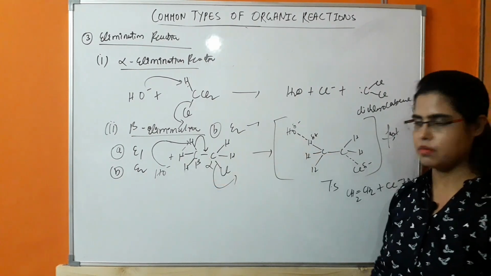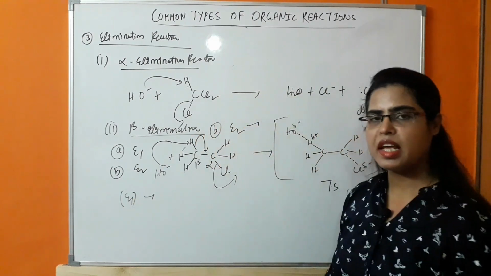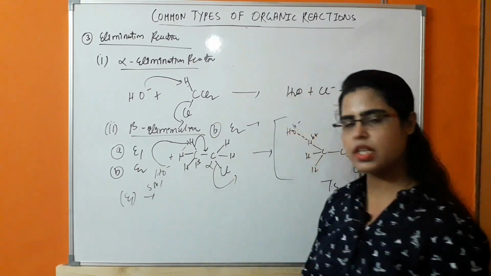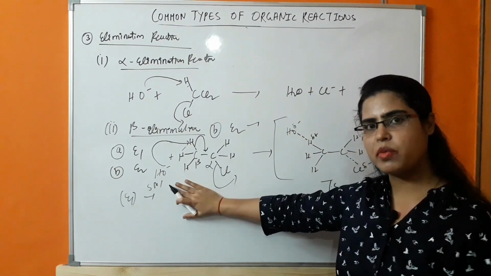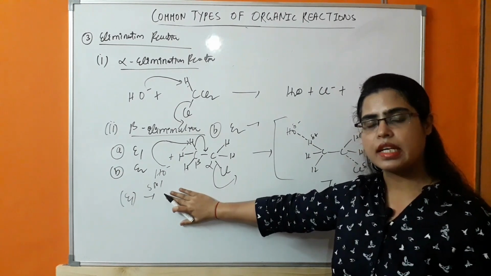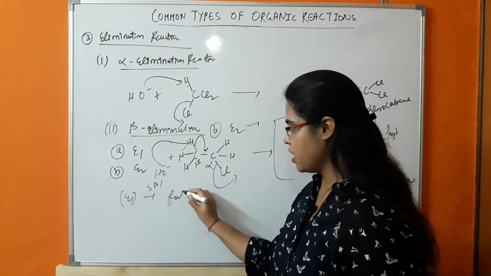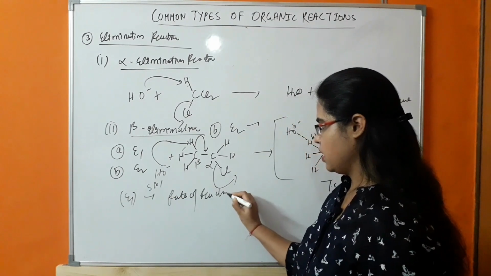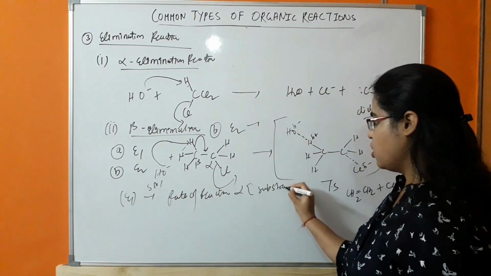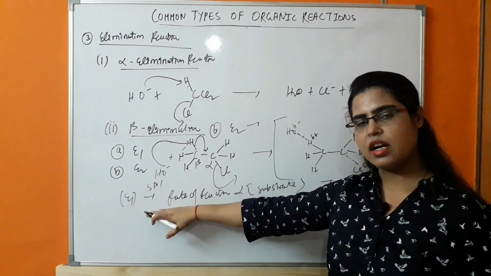Next is the E1 mechanism. E1 means elimination unimolecular reaction. It is similar to the SN1 reaction, showing similar properties. In this, there is formation of a carbocation. Second, it is a two-step reaction, so the rate of reaction depends upon only one substrate, not on the nucleophile. The properties are similar to SN1.